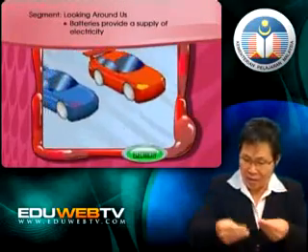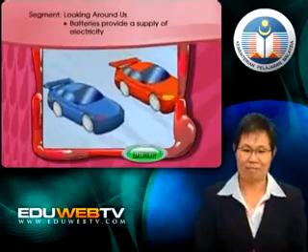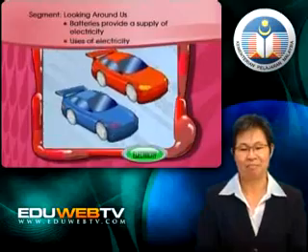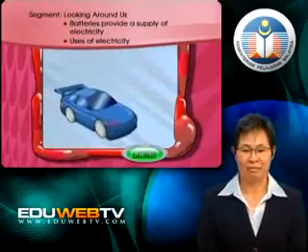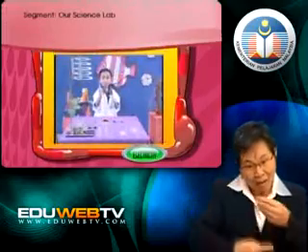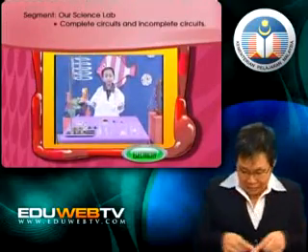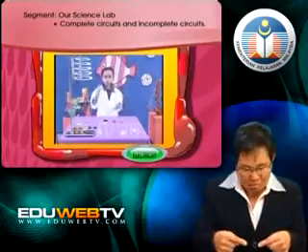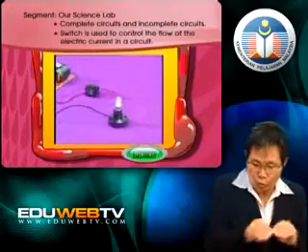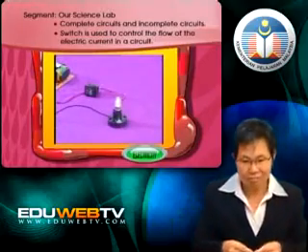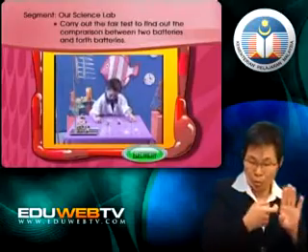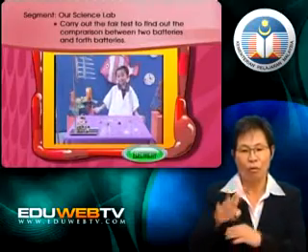In segment Looking Around Us, we will learn batteries provide a supply of electricity. Uses of electricity. In segment Our Science Lab, we will learn about complete circuits and incomplete circuits. A switch is used to control the flow of the electric current in a circuit. Carry out the fair test to find out the comparison between 2 batteries and 4 batteries.